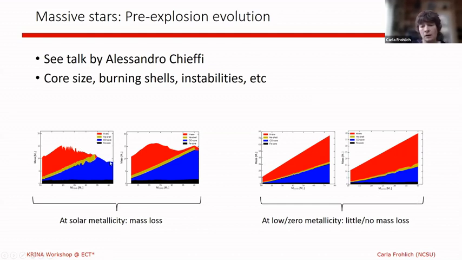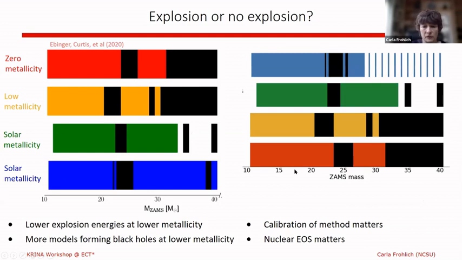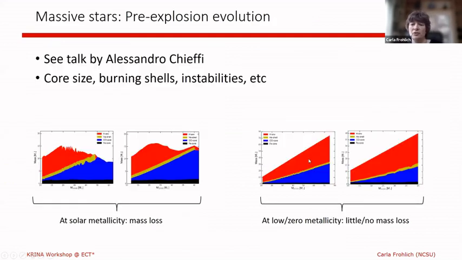Versus if you look on the right, if they're at low or zero metallicity, there's virtually no mass loss, and they retain their large hydrogen envelopes. And as you increase in core mass to the right, your final mass at collapse also increases, and it's pretty much the same mass at collapse as it started out with. These properties will become important again when I talk about the signals, especially the electromagnetic signals.